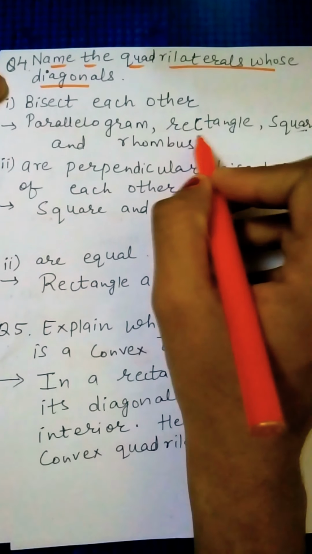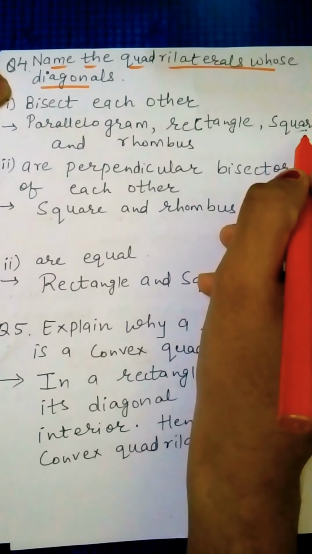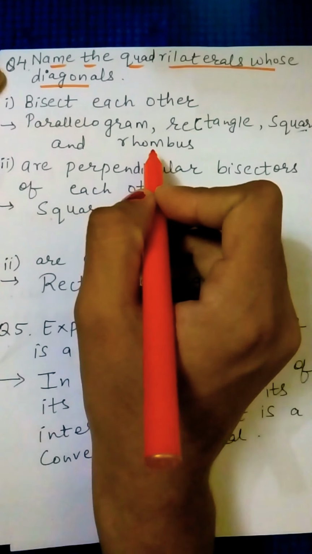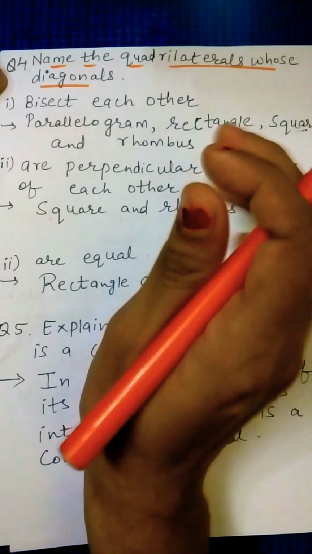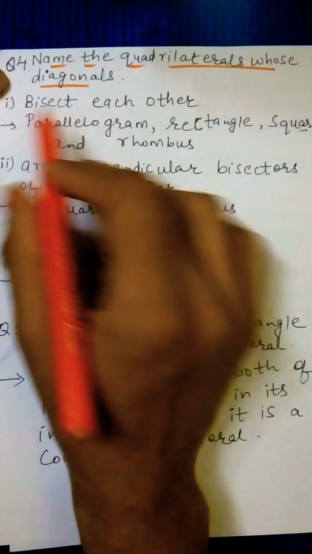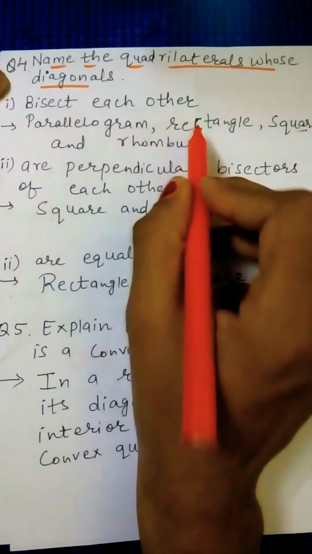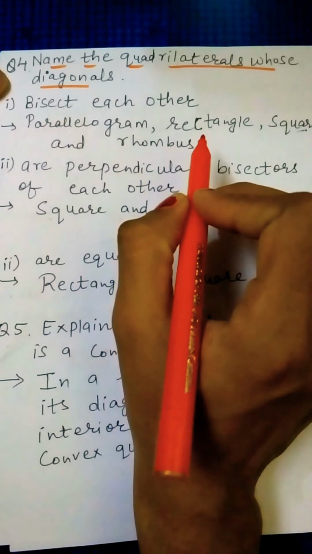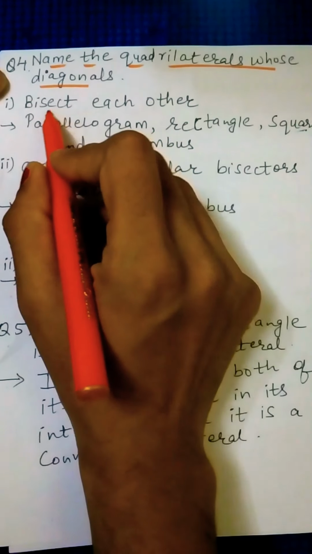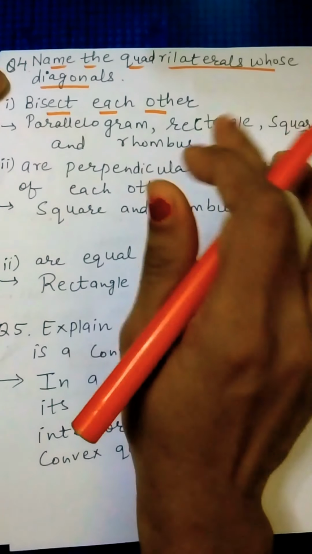Also in rectangle, diagonals bisect each other. In square also, diagonals bisect each other. And in rhombus also, diagonals bisect each other. So we have seen the properties of all types of quadrilaterals. So in first one, parallelogram, rectangle, square and rhombus, these four names of quadrilaterals will come. So in these four quadrilaterals, diagonals bisect each other. So this is our first one's answer.